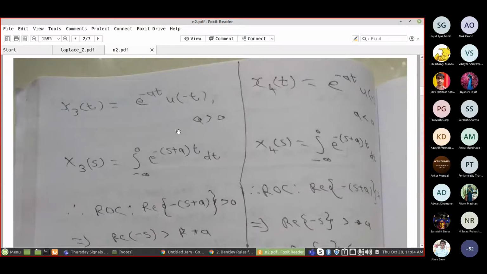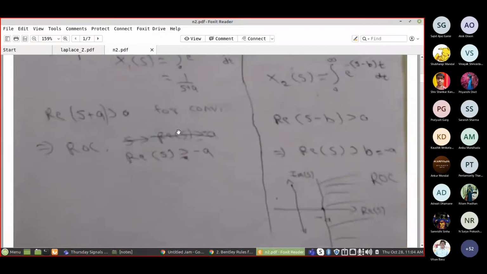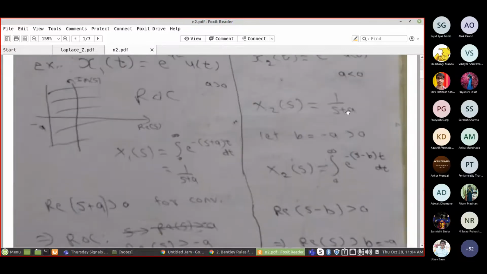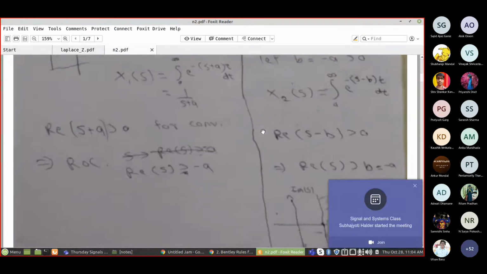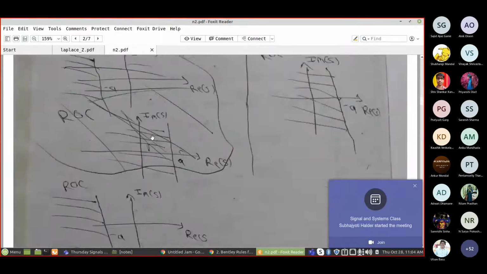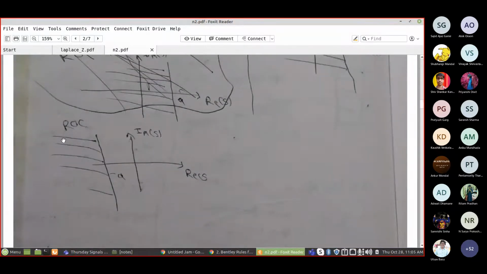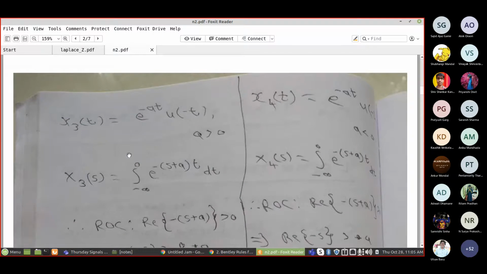For causal signals, if you remember, we had right half regions. Wherever, so this is called the pole at minus a. I will make that more precise, what I mean by pole and so on. But everything to the right of the pole is the ROC for causal signals, and for anti-causal signals you have everything to the left of the pole. What are poles and zeros? We will come to that today. I hope this example is fine.